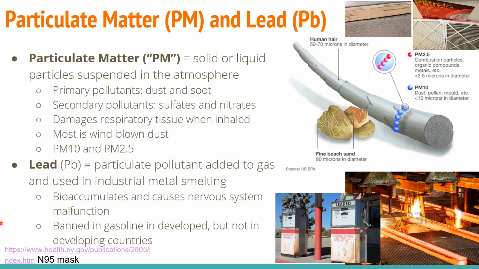And then the last criteria air pollutant is lead, the element Pb. It's a particulate pollutant that's added to gas, and it's used in industrial metal smelting. So during the creation of metals, and looking at the picture on the right here, you have to add lead to get that process to go.